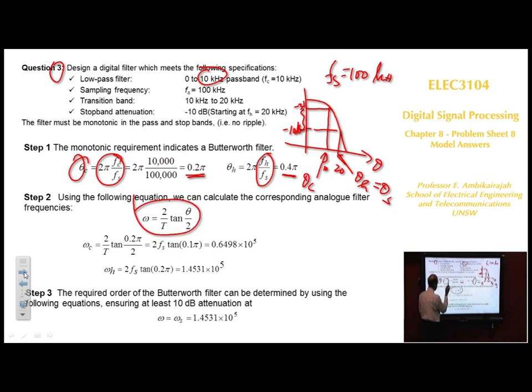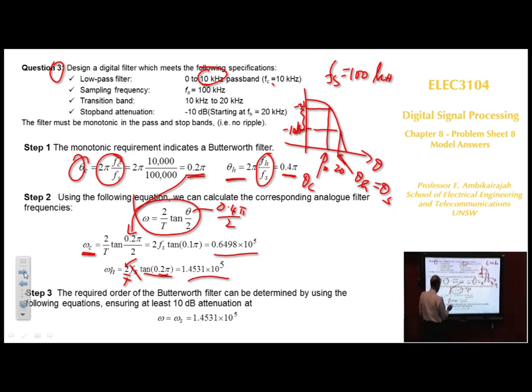This is the equation. So omega c is what we are trying to calculate. What's the analog frequency omega c, the new frequency that we need, such that when you do the warping, it will come as 10 kilohertz. It's 2 over T, tan of 0.2 pi over 2, substitute, and it works out to be that. And similarly for theta h, you do the same thing, where 2 over T is known as 2fs. Tan of 0.4 pi over 2 gives you 0.2 pi, and you calculate them, and that's what you get.